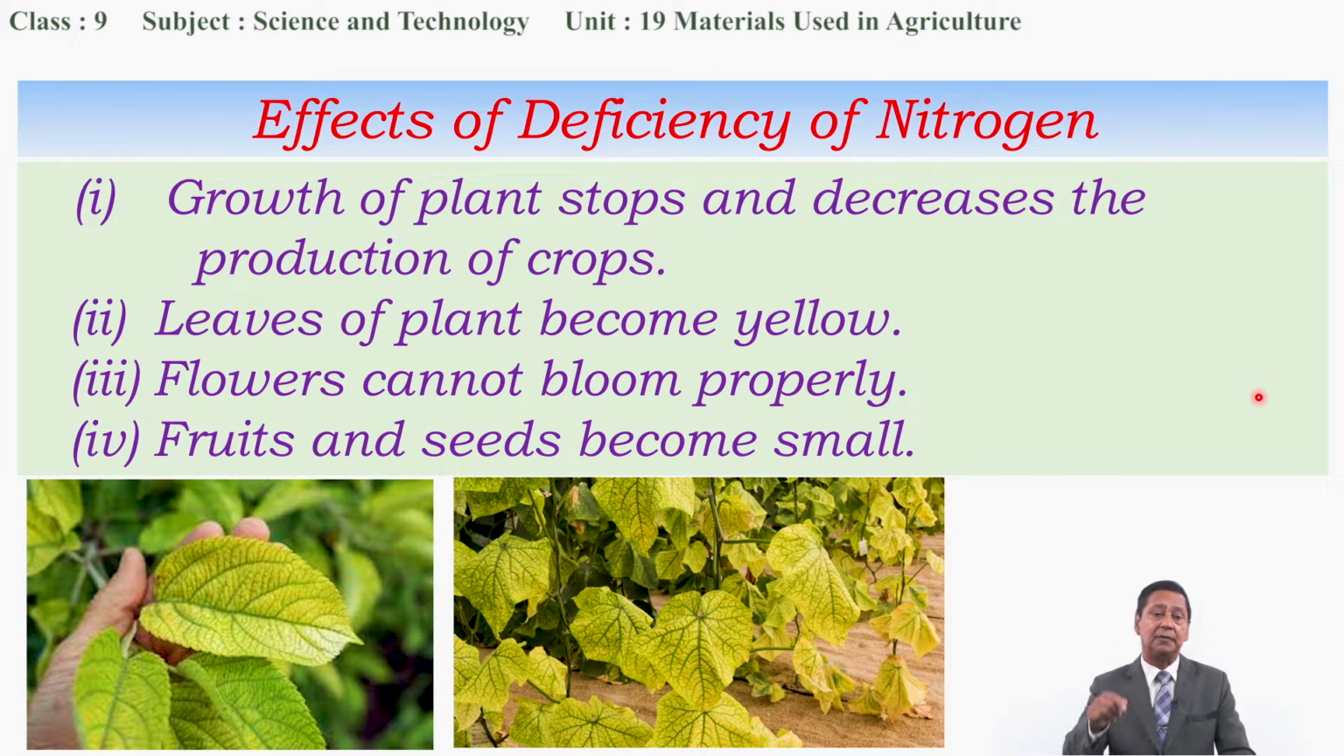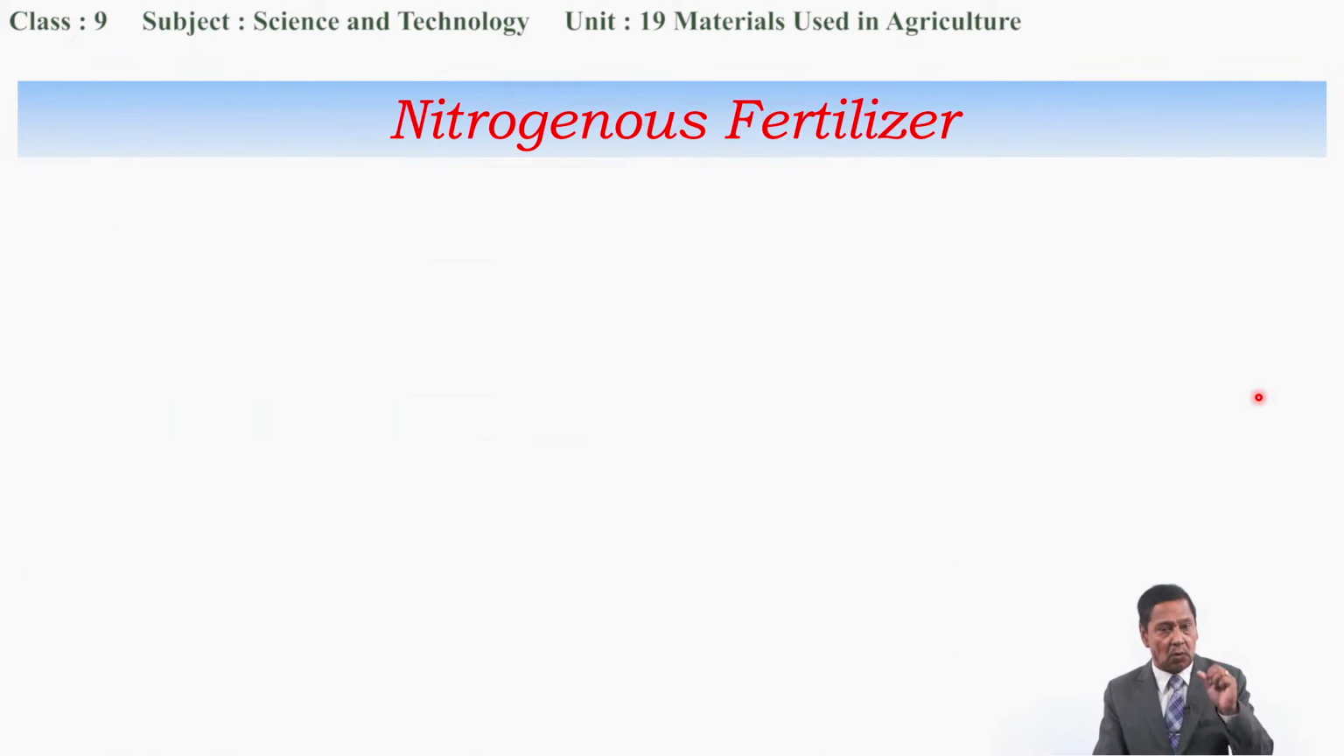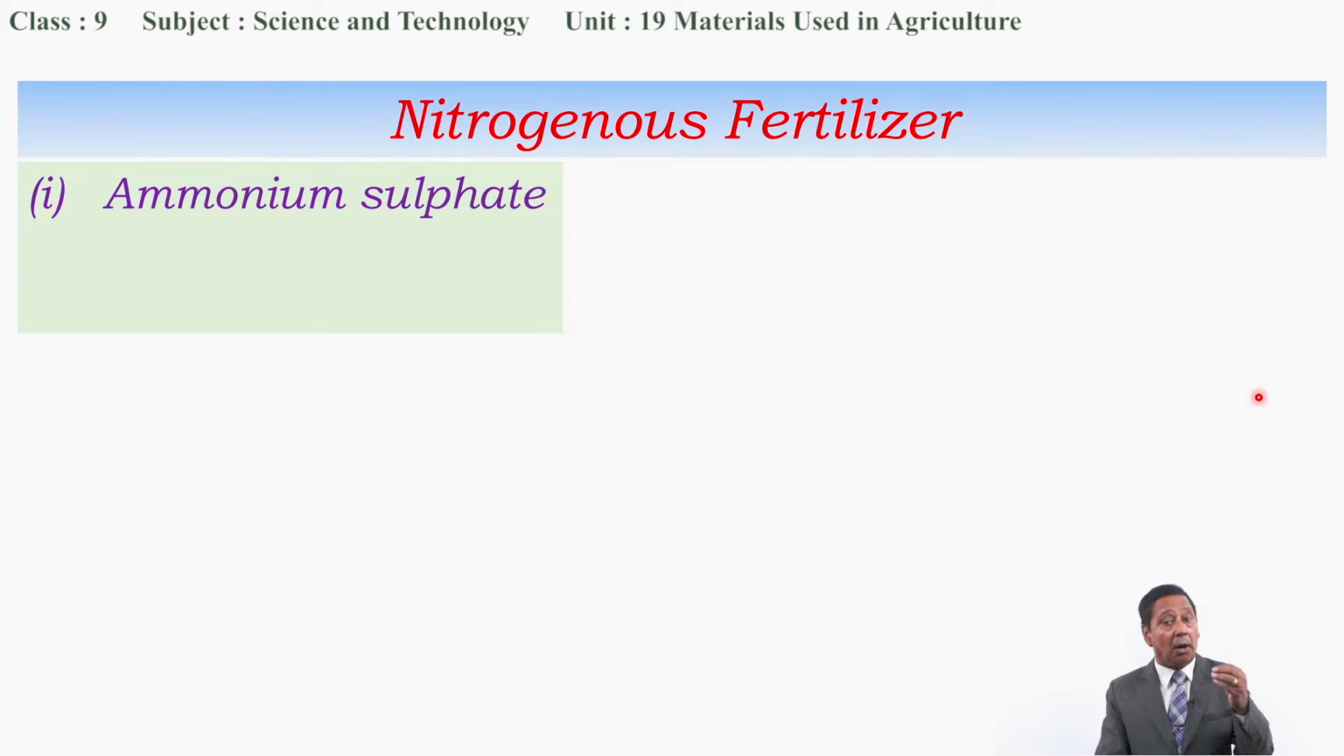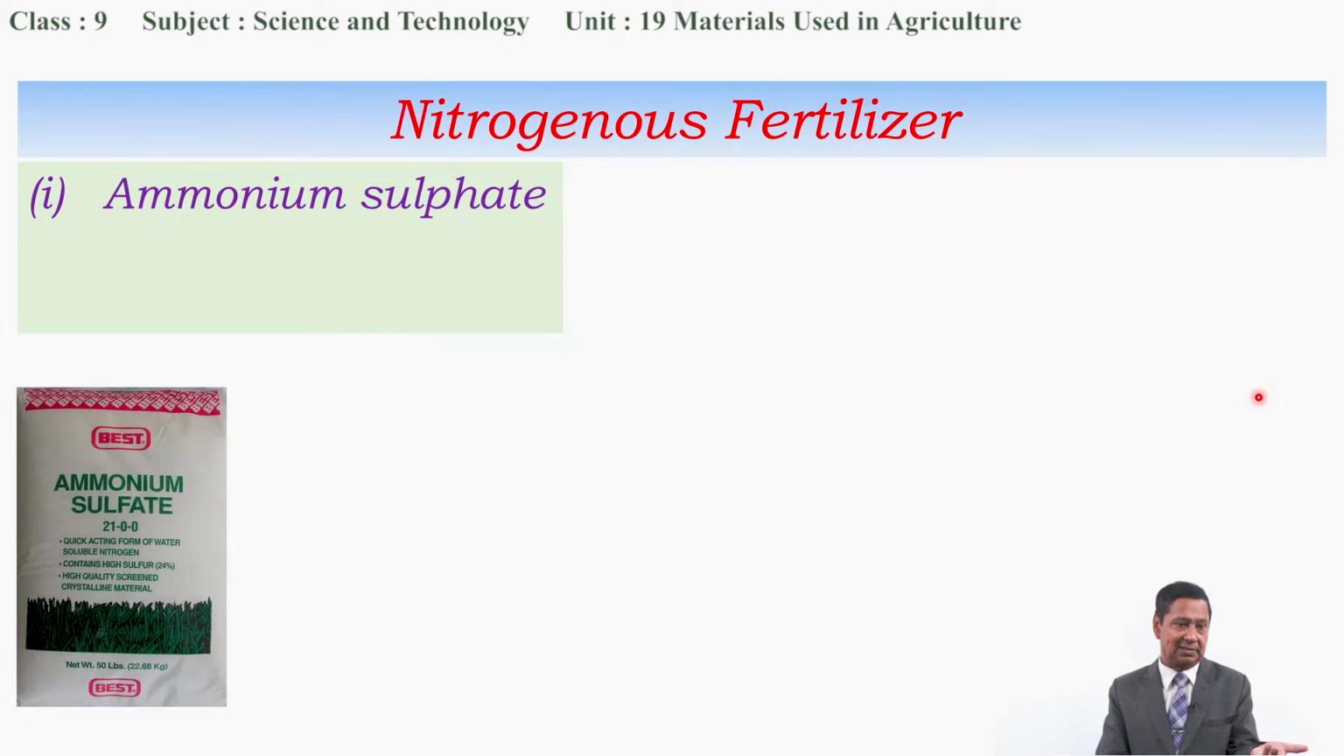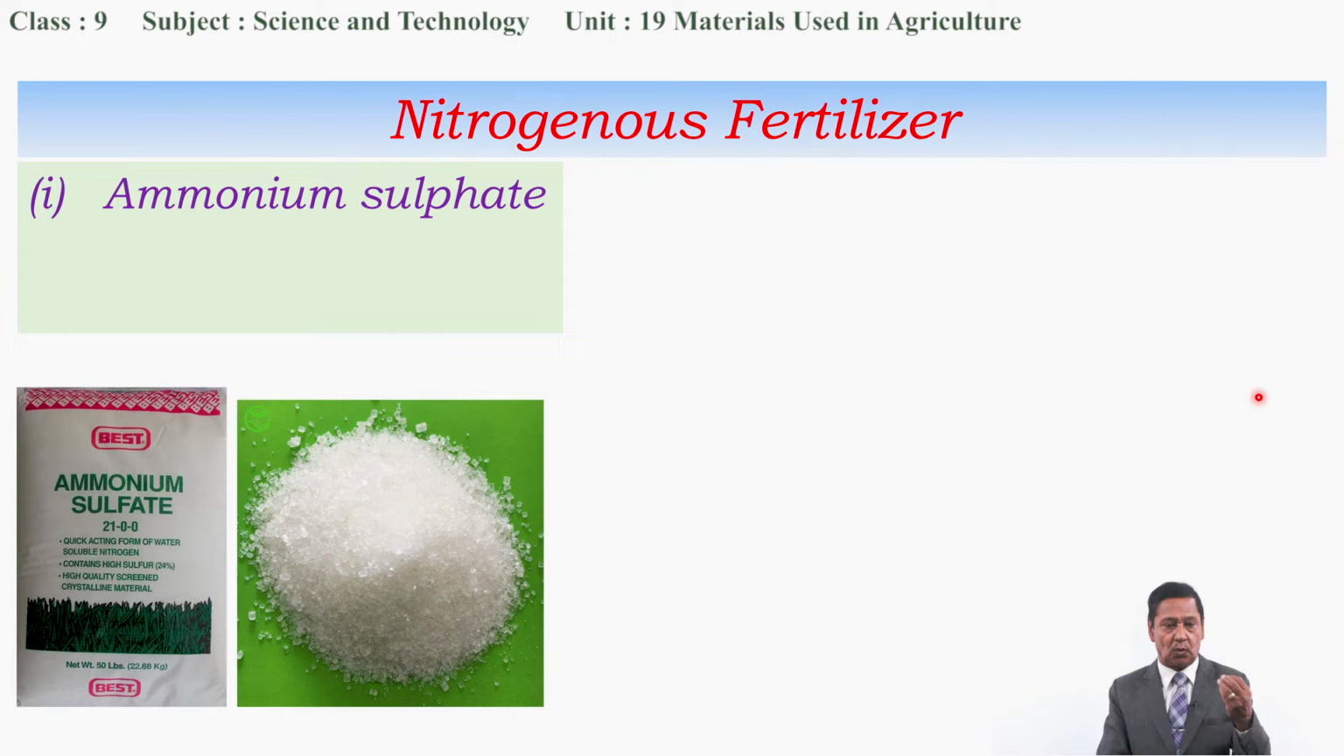Okay, if we have deficiency of nitrogen in the soil, and because of that plants are not growing properly, then we can supply nitrogen to the soil by chemical fertilizer that is called nitrogenous fertilizer. There are three major nitrogenous fertilizers. There are others also, but I want to highlight three. Ammonium sulfate, and it comes in a sack like this. It appears like this. This is a white crystalline solid substance.